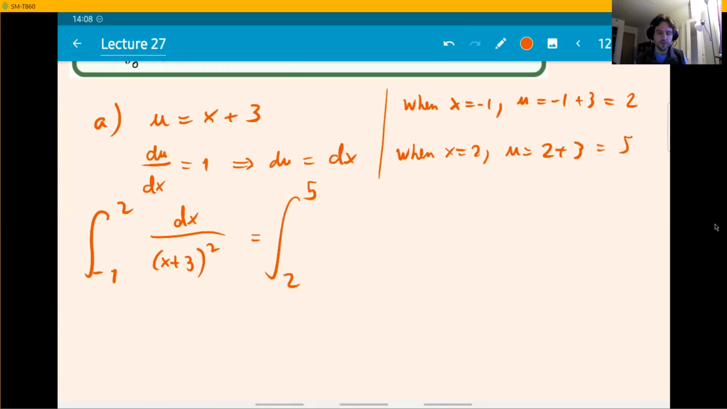Those are the new values. This is how the change works for the endpoints. Everything else is the same. dx gets replaced with du in this case, and what you have in the denominator is just u squared. But now this is a definite integral. This is something that we discussed in the last lecture. How do we compute this?